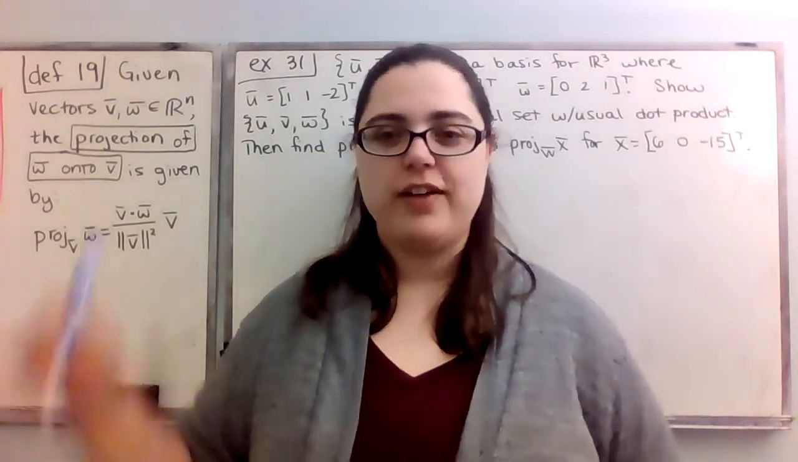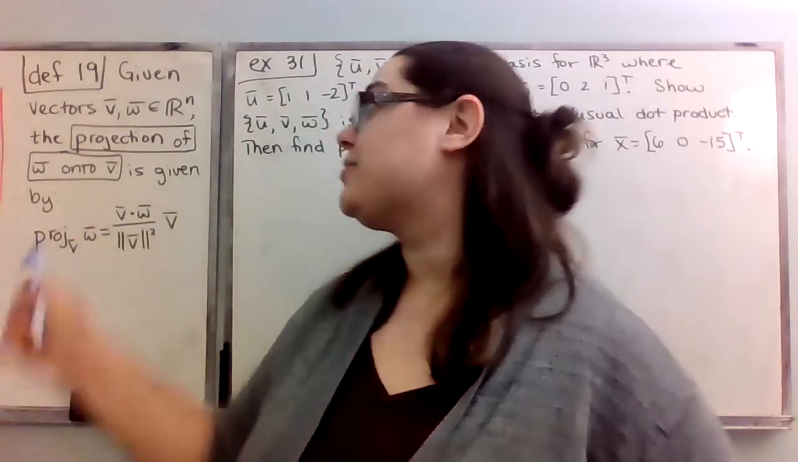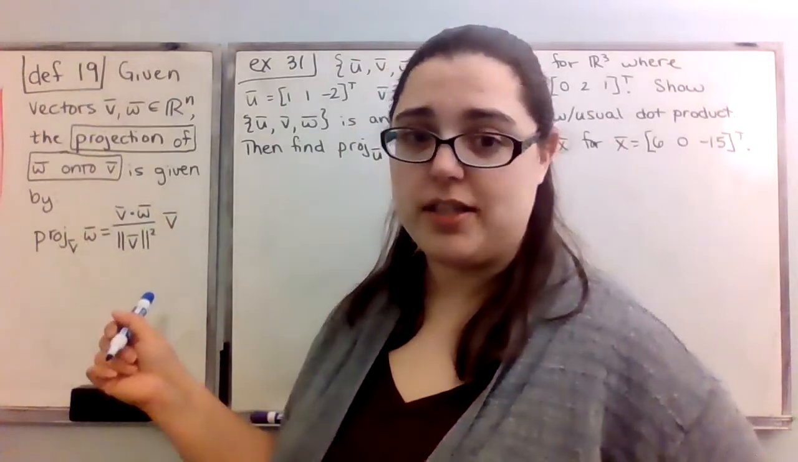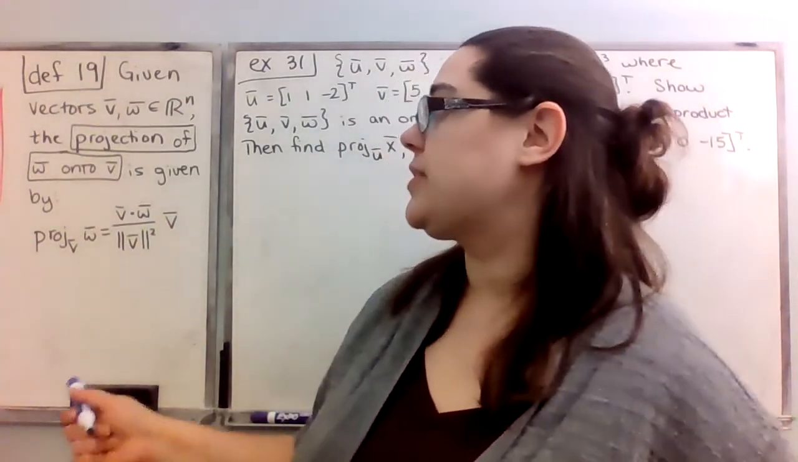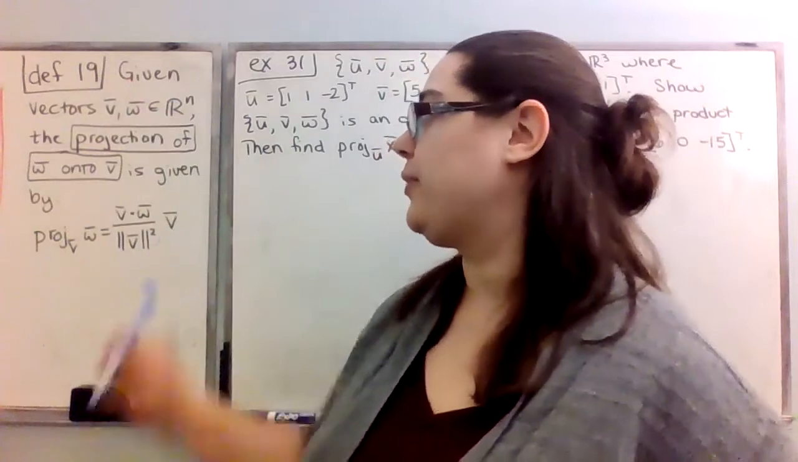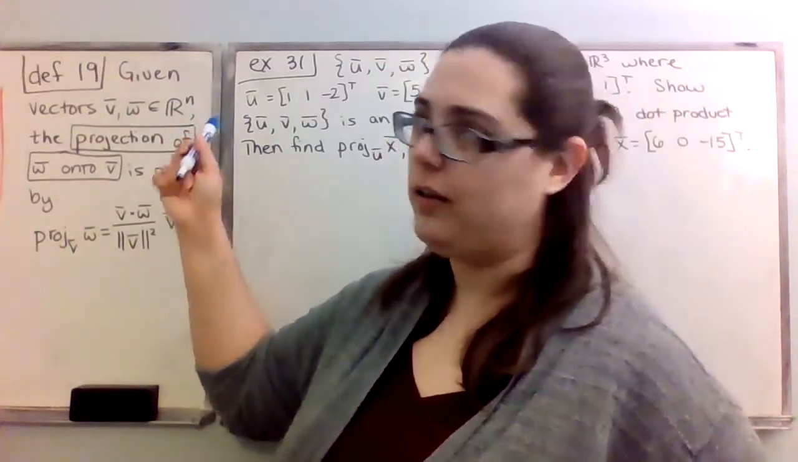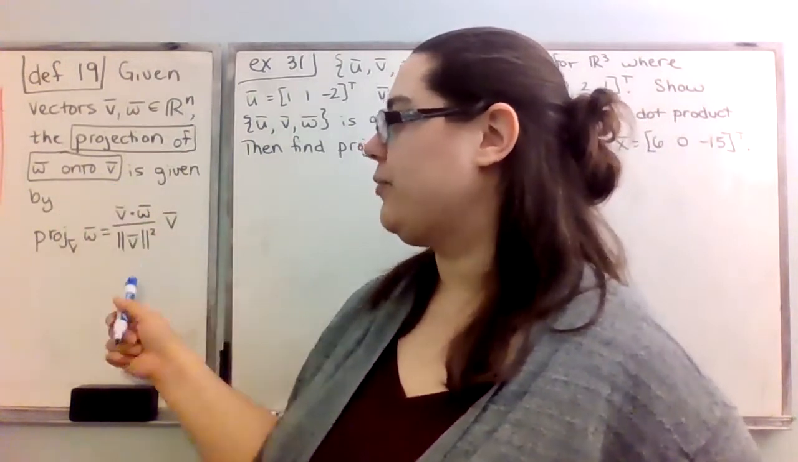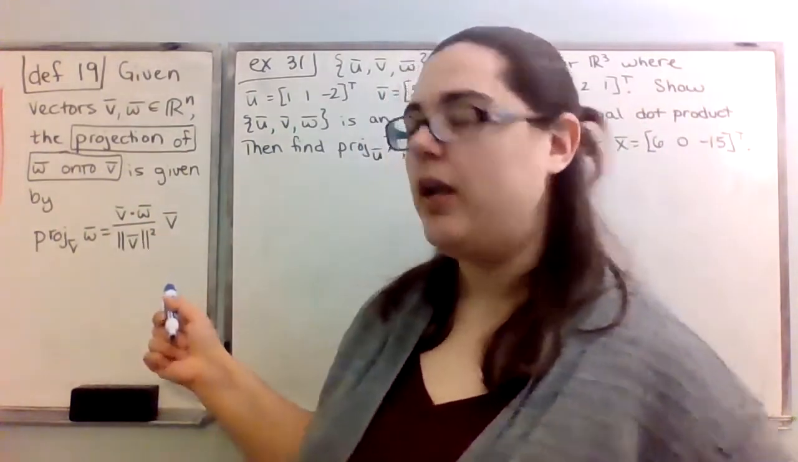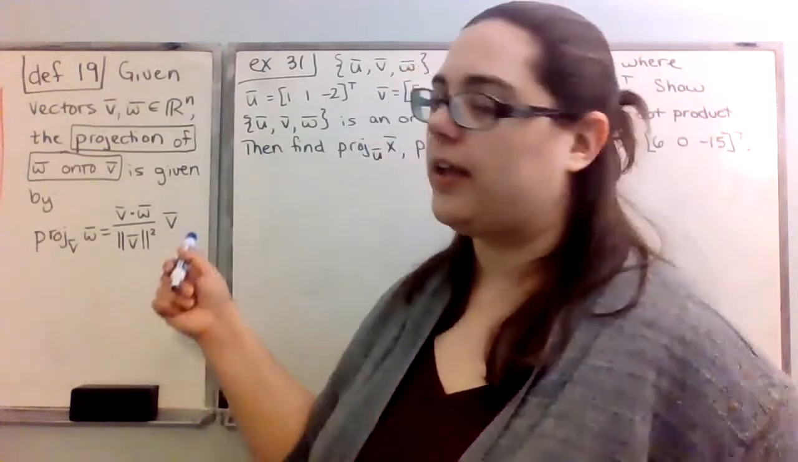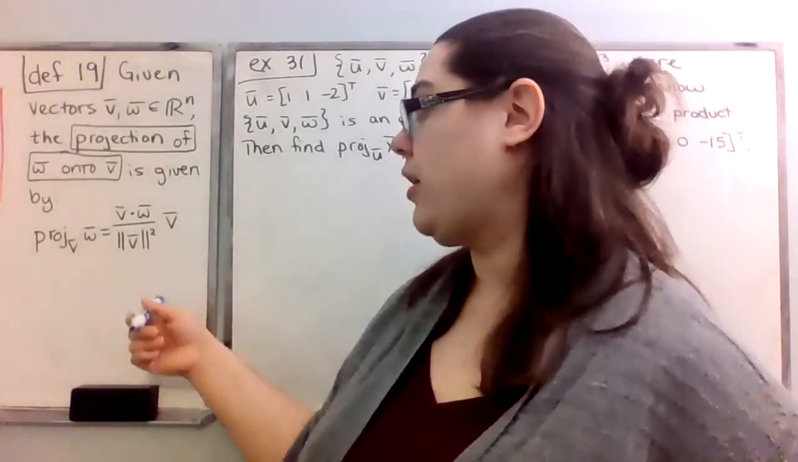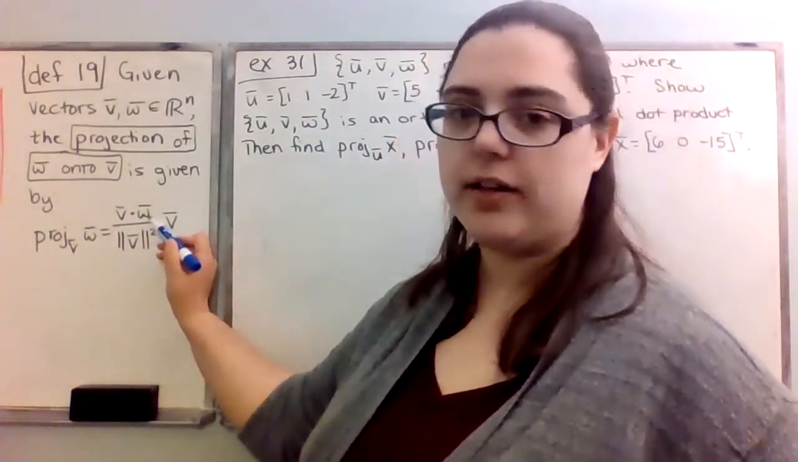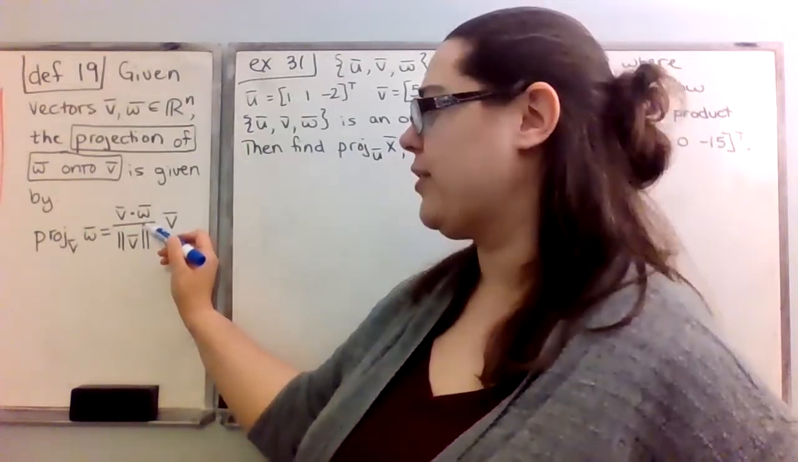So to start us off, I've got a definition here. Definition 19, and you can pause to copy this down if you wish, says that given vectors v and w in Rn, so we're going to start out in Rn, the projection of w onto v is given by this formula here. So we're working exclusively right now in Rn, and we're using the dot product, so the inner product we're most comfortable with.